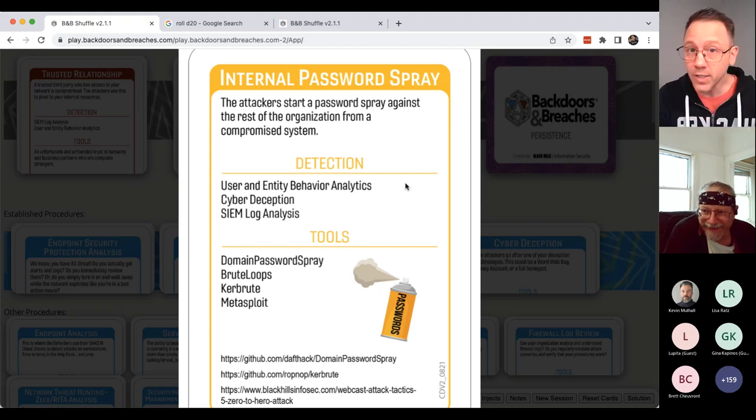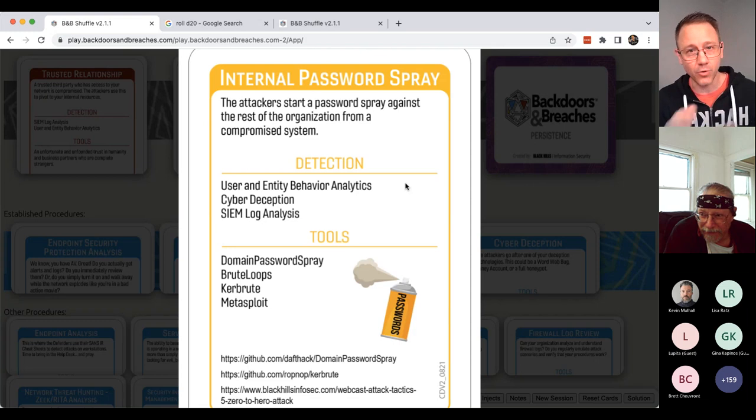So we're real good at getting in. We're real good at getting from one system to another. That's difficult. And that's where you can catch us. And so don't lose heart. You can still catch us when we're trying to go from one system to another.